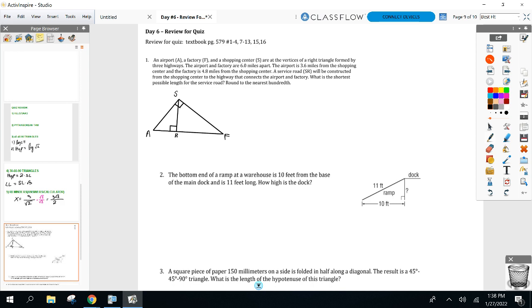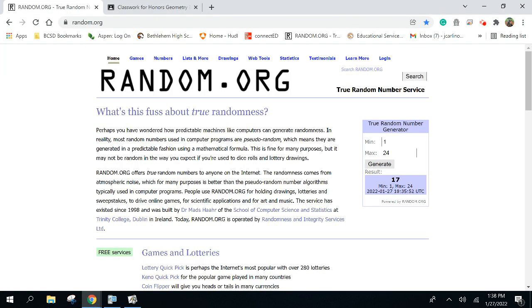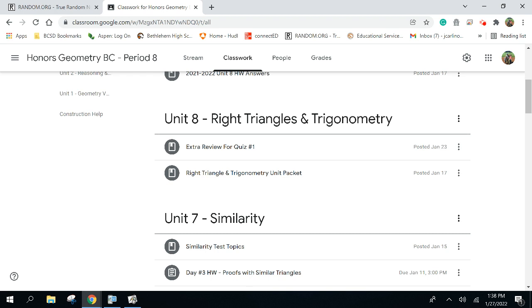In addition to all that, because I know this is going to be tough, and I rarely, if ever, do this for a quiz, up on Classroom, there's an extra review. This extra review is just all straight up SAS, straight up 30, 60, 90 and 45, 45, 90. Can you find the missing side? All right, so that's the extra review. 3 different places you can go right now.